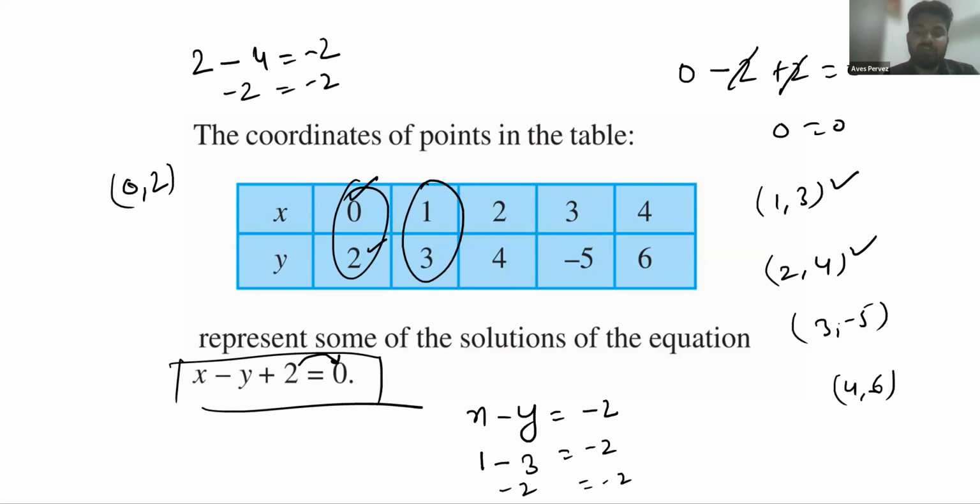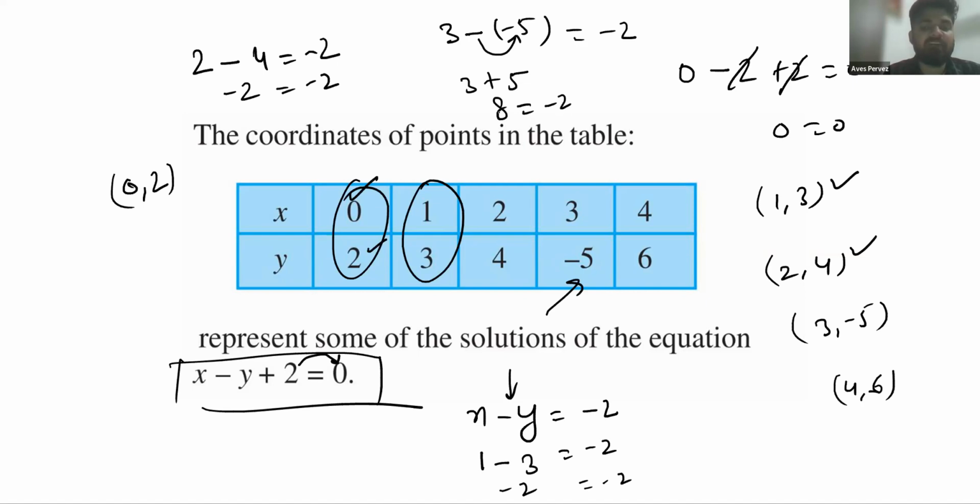Check 3 and -5. So you get 3 minus y, and y is -5 given here. So -5 equals -2? But you check here that minus minus will get plus. So you will get 3 plus 5. Here you are getting 8 on the left hand side, but you need to bring -2. So we can say that this point is not satisfying this equation. Okay, got it?